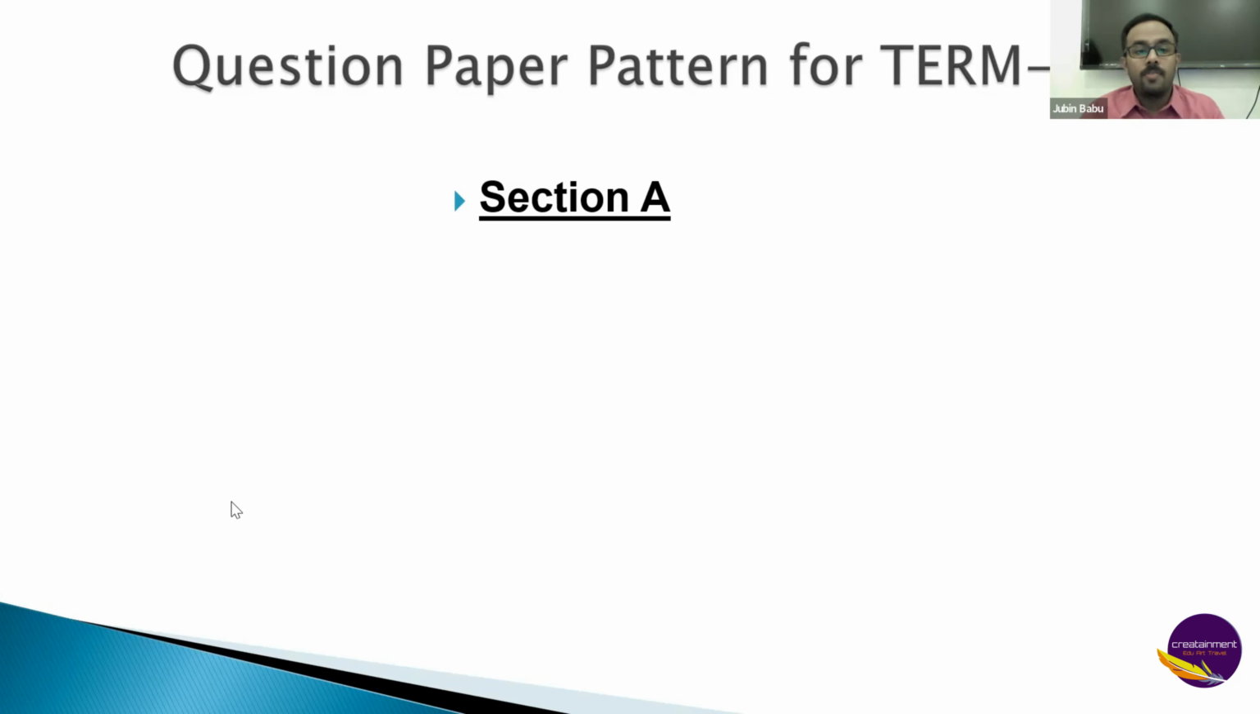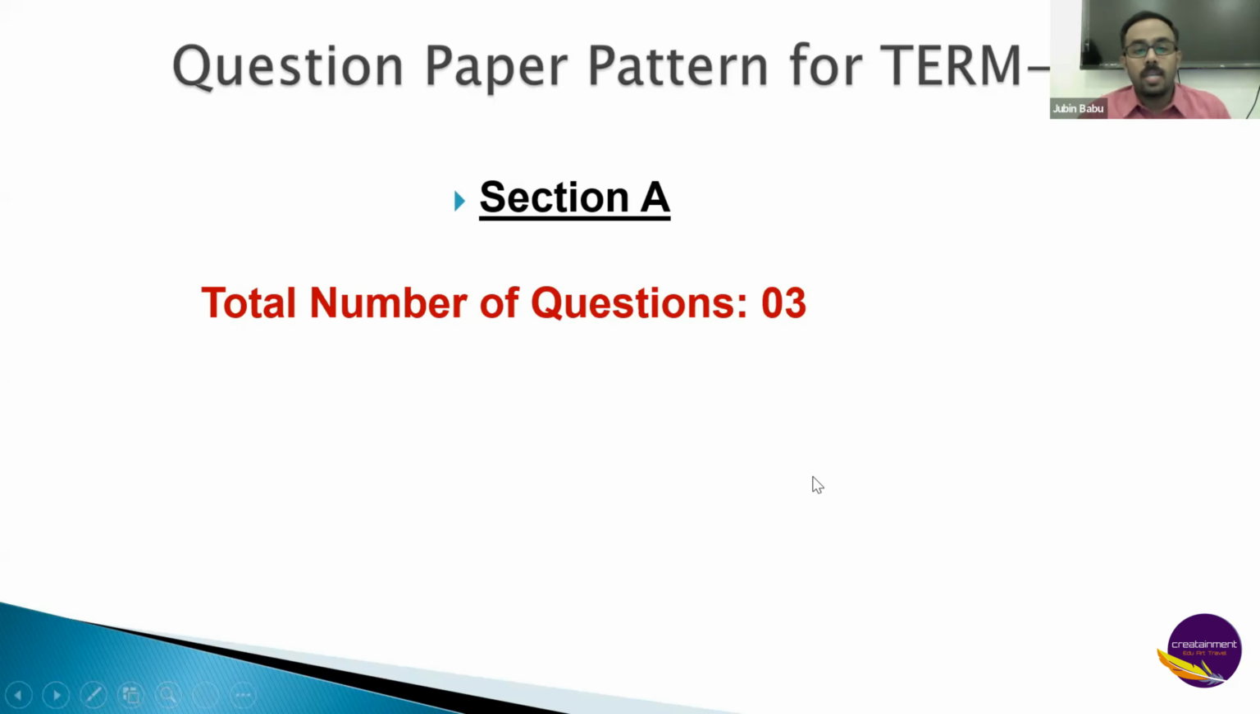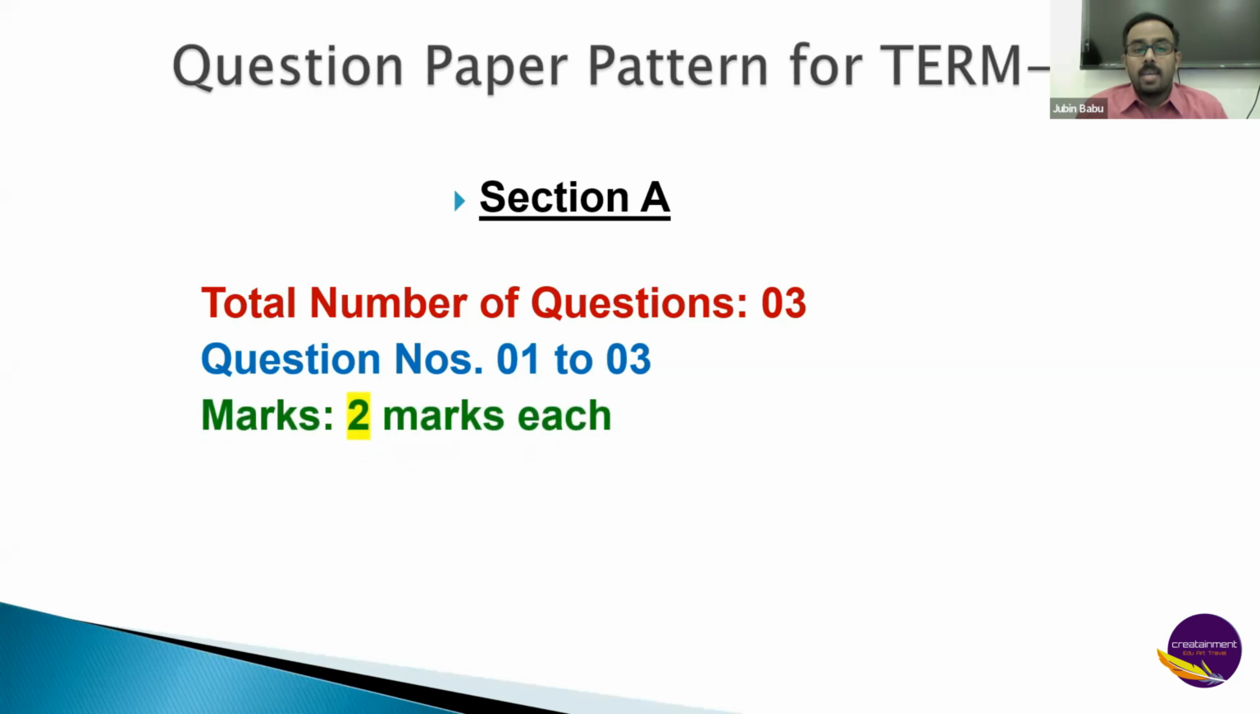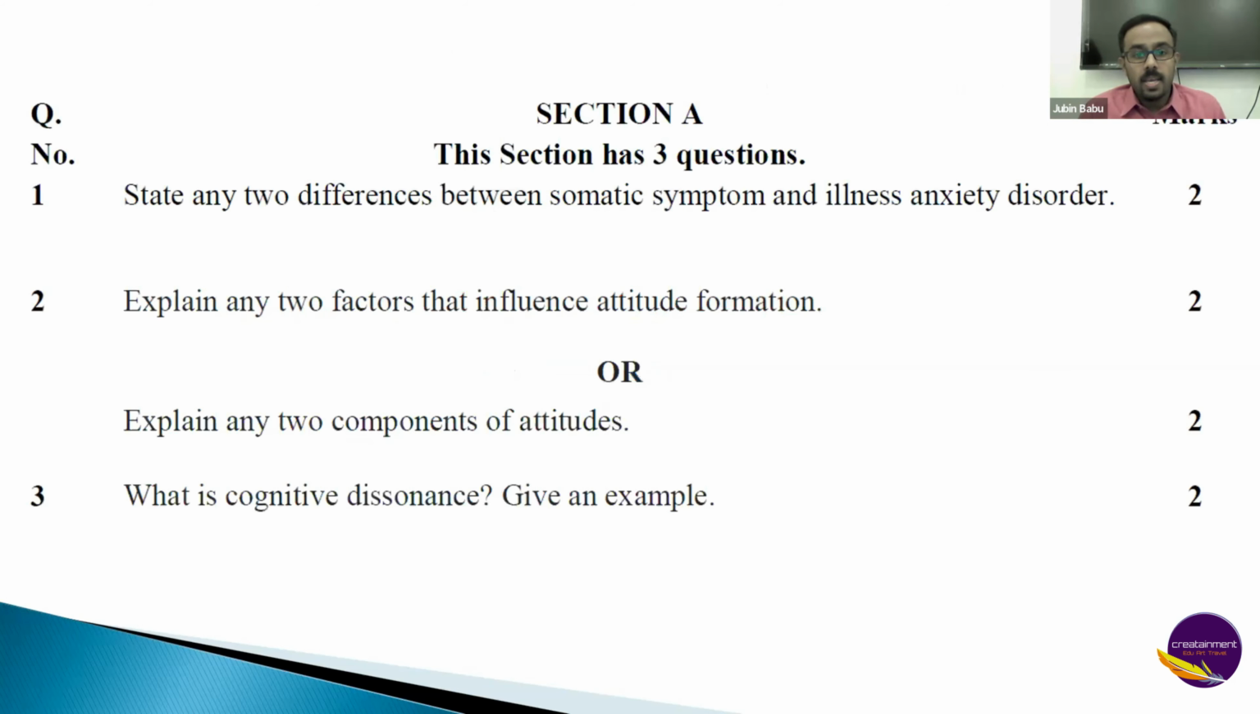Section A: the total number of questions will be 3, question numbers 1 to 3, and the maximum marks for each question is 2 marks. So in short, there will be 3 questions in Section A with 2 marks for each question, for a total of 6. This is just an example for the question paper pattern.